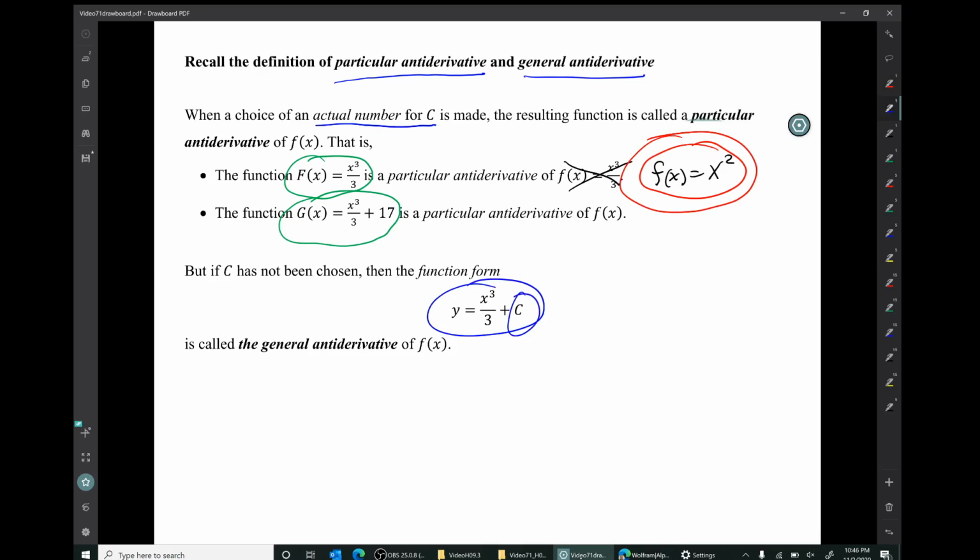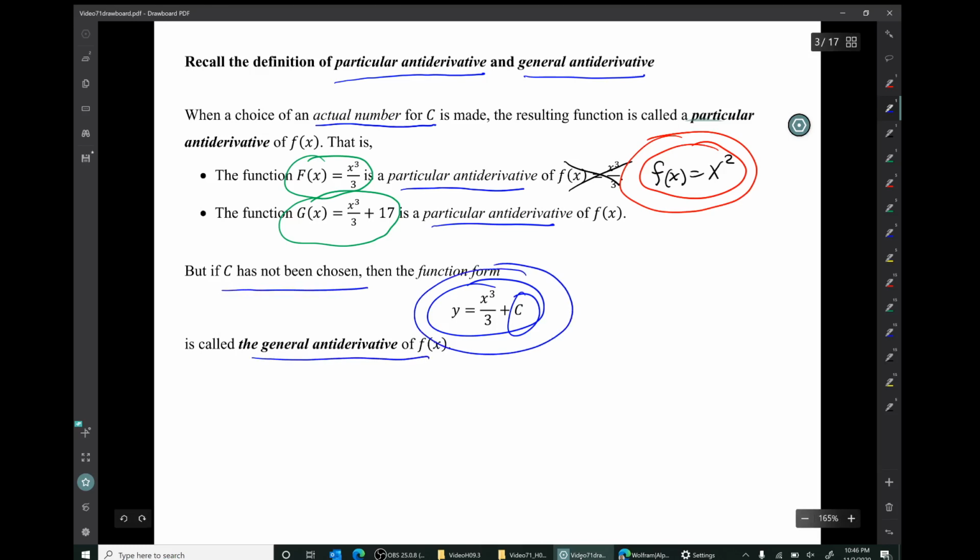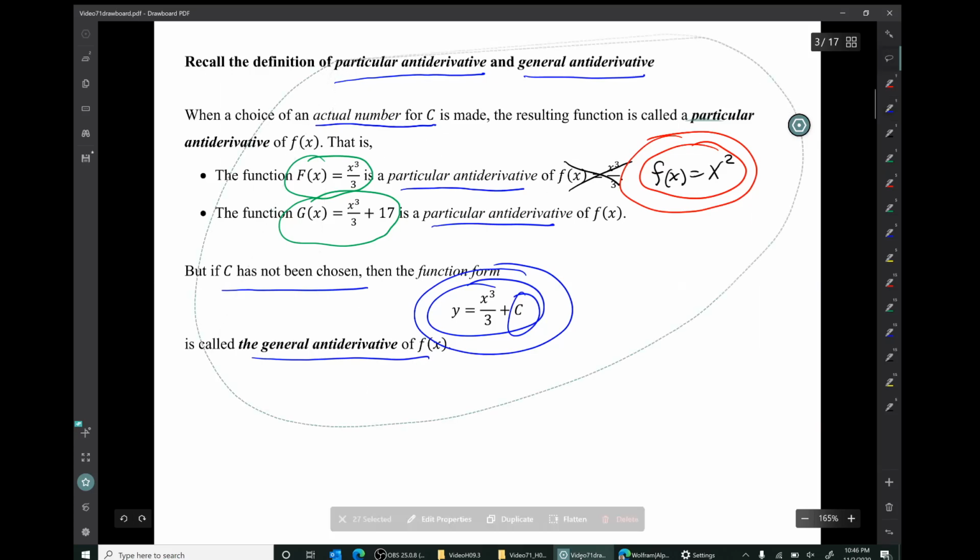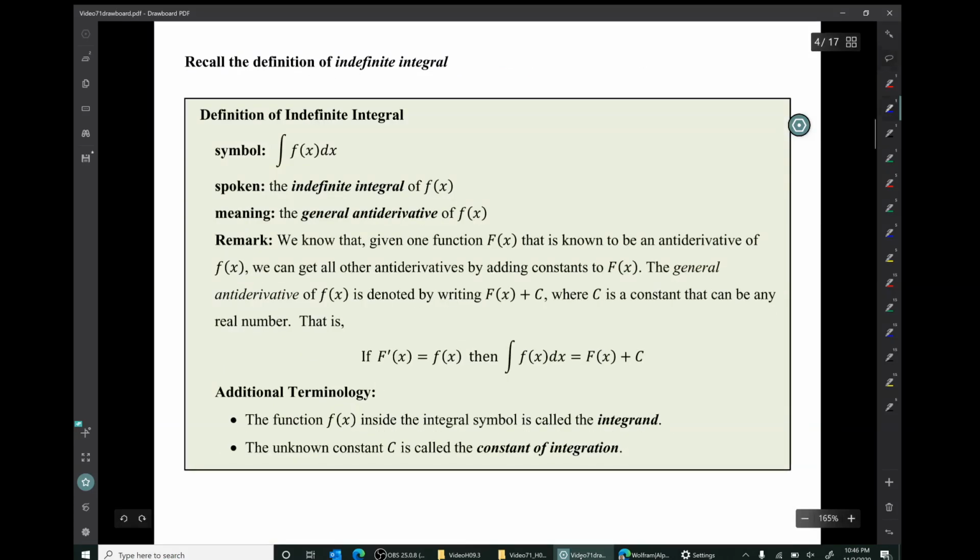Well, these antiderivatives are ones where a particular value of c has been made. Those kinds of antiderivatives are called particular antiderivatives. So we've got two of them there, that capital F of x and that capital G of x. But if a value has not been chosen for c, then this function form is called the general antiderivative of little f of x. And recall the definition of the indefinite integral.